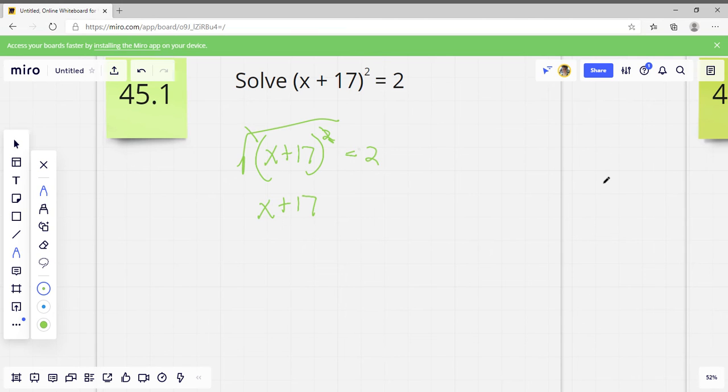Now whatever we do to this side, we have to do to that side, so we square root that. So it equals the positive or negative square root of 2. Now we can subtract 17 from both sides.